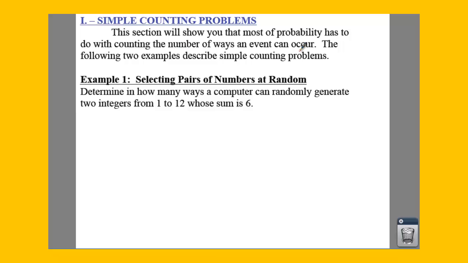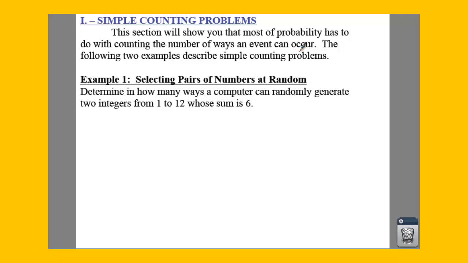Well, here's a simple counting problem. Whenever we try to find probability, there are a lot of different ways; probability is the way you can find the number of ways an event can occur. So we're going to do a simple counting problem for example 1, where we select pairs of numbers at random. It says determine how many ways a computer can randomly generate two integers from 1 to 12 whose sum is 6.